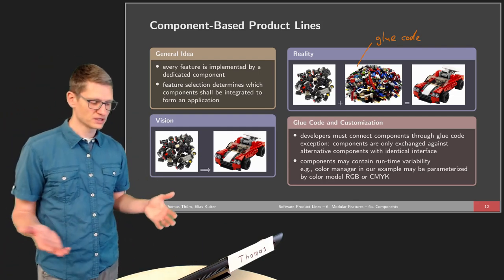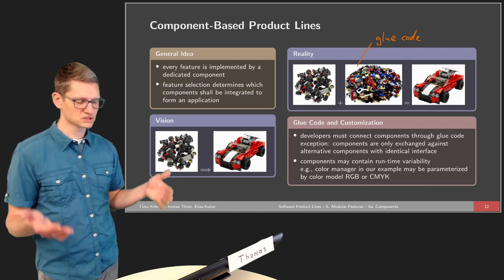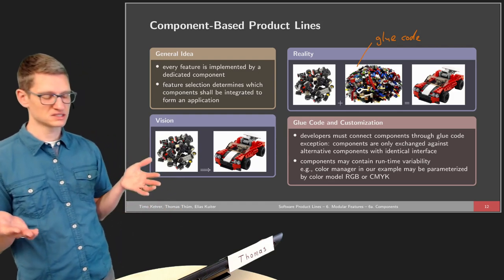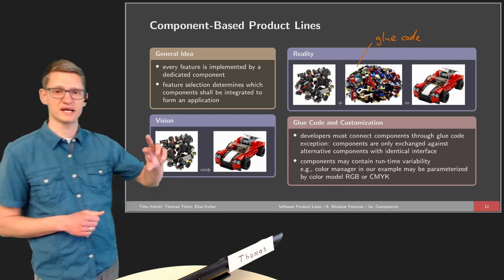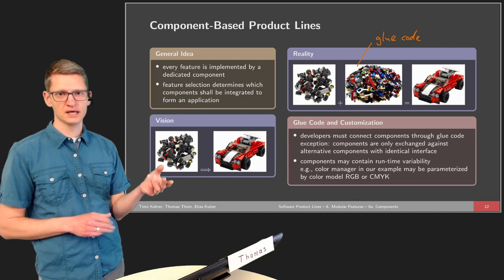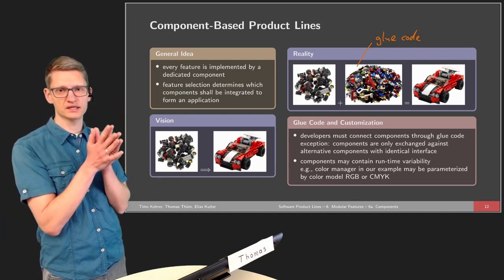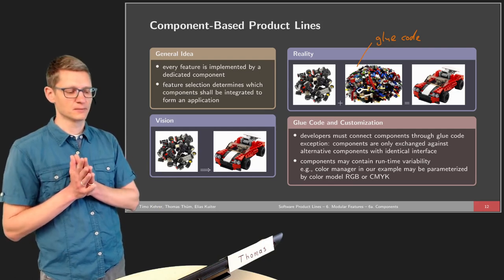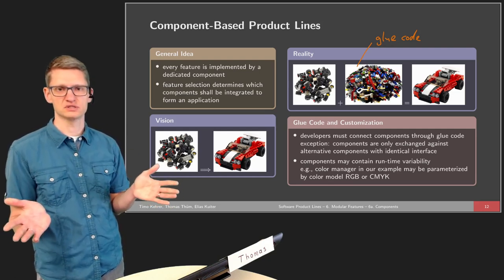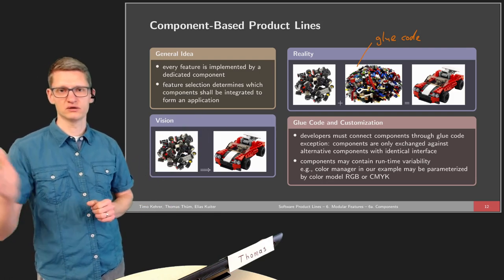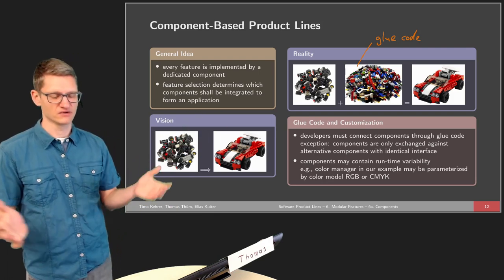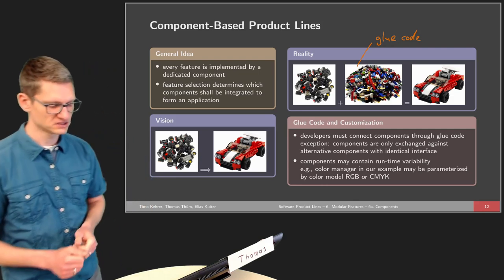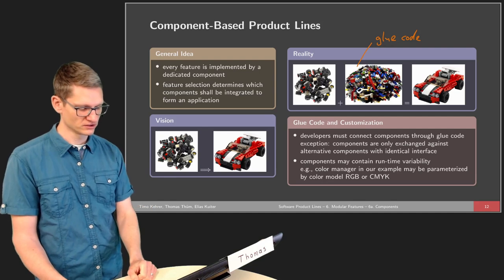So developers must connect these components by means of glue code. There is an exception. In some cases, it might be possible to replace one component by another one if they have the very same API and there's nothing else that differs from the outside perspective. But this is a very uncommon case. If you think of a component by one vendor and a component by another vendor, it's very likely that they will have different APIs, and it's impossible to just mix and match and replace an alternative component.